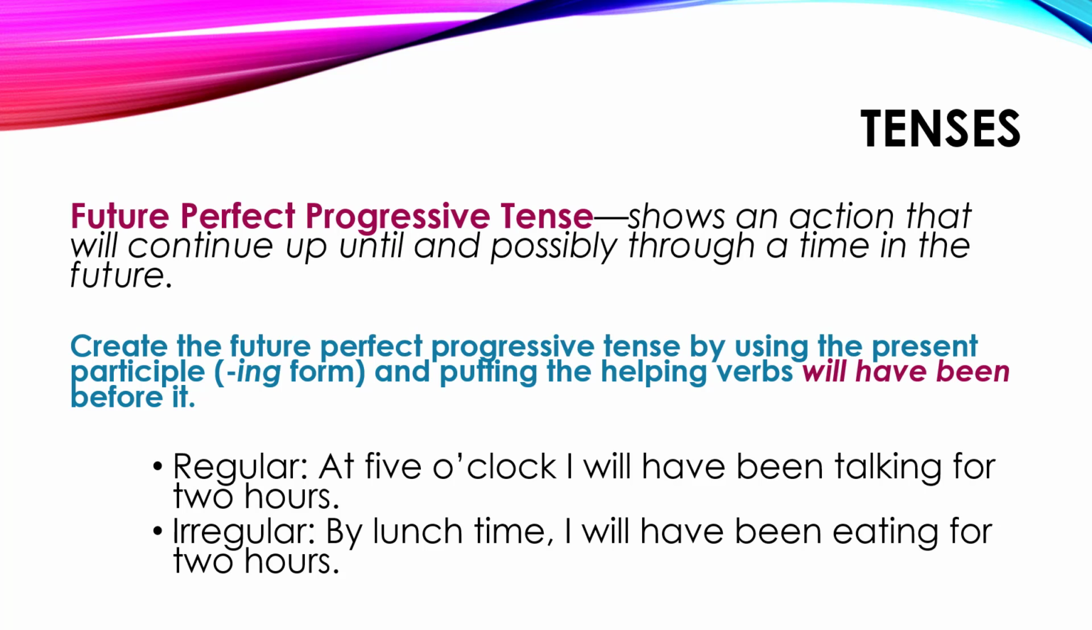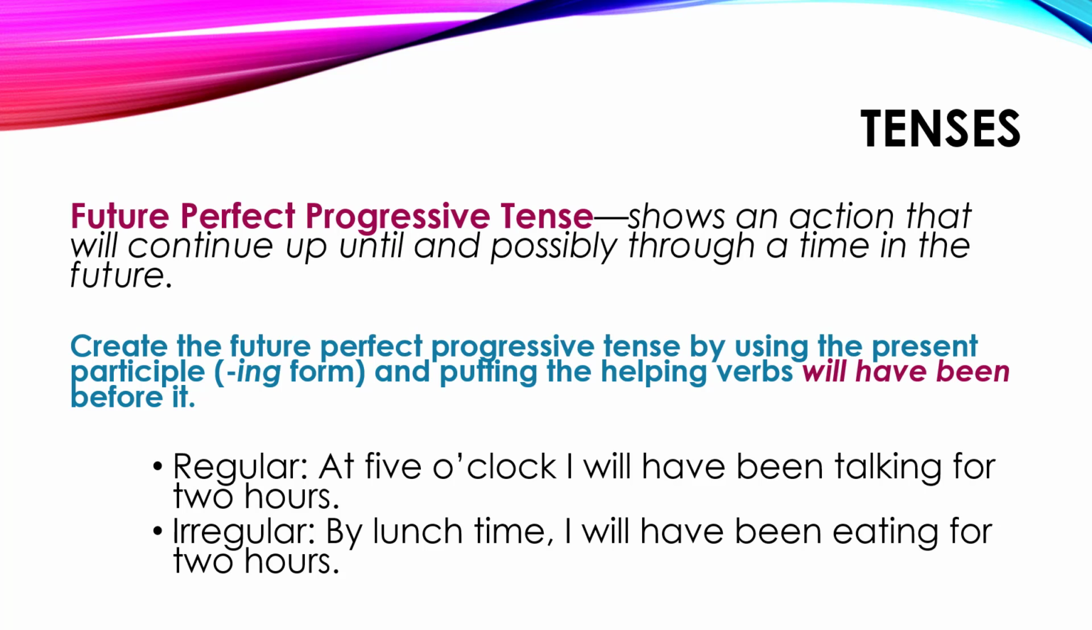Future perfect progressive tense shows an action that will continue up until and possibly through a time in the future. Create the future perfect progressive tense by using the present participle ing form and putting the helping verbs will have been before it. So for a regular verb, at 5 o'clock, I will have been talking for 2 hours.